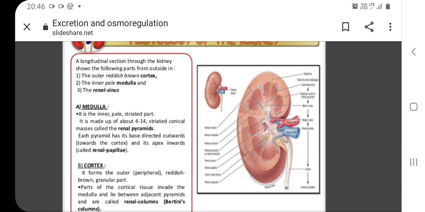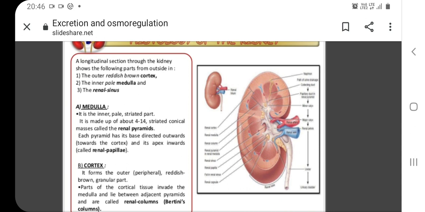The renal pyramids, along with the adjoining cortical region, form the lobes of kidney, or we can say that renal pyramid along with adjoining cortical region is called the lobes of kidney.